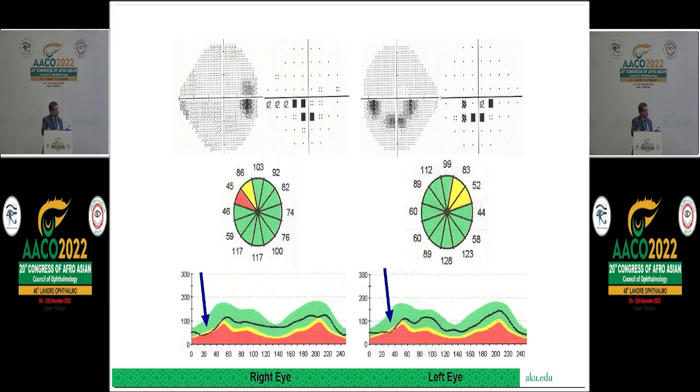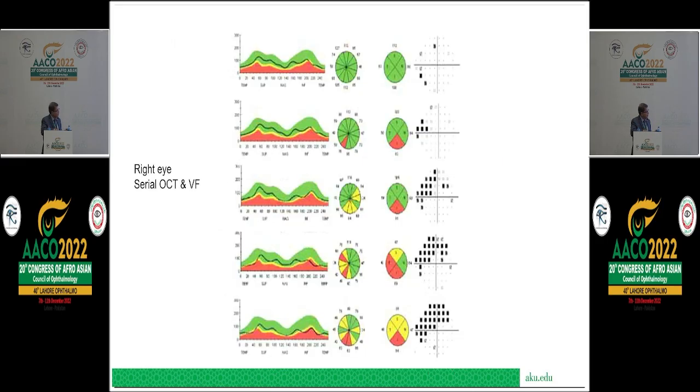Otherwise, if there's no good correlation, then you have to ask yourself, is this an artifact? Maybe repeat it. When you're getting a baseline OCT, it's good to repeat it a couple of times to get a good baseline, because the future progression algorithms will use a couple of scans to get a baseline.